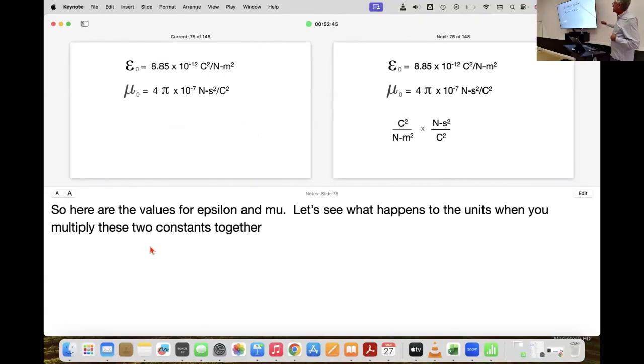Now, if we multiply these two constants together, that's going to get a number. But before I show you the number, I want you to see what the units are going to be, because these units look like a mess.